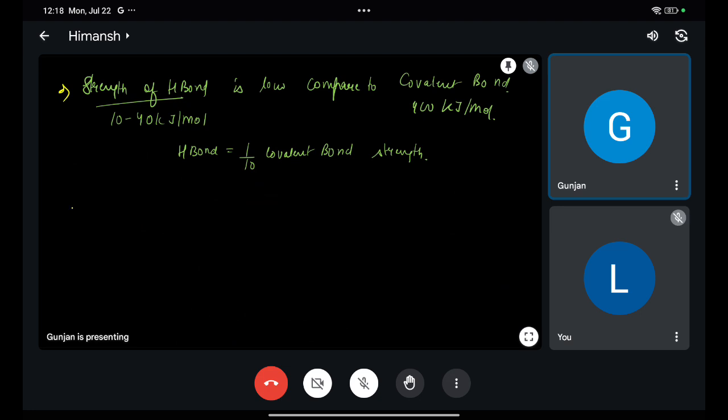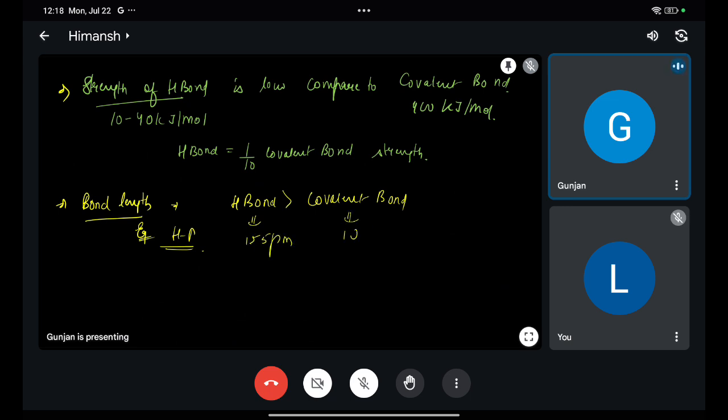Bond length. Obviously, if bond strength is less, bond length will be high. Hydrogen bond length is more than covalent bond. For example, in HF, the hydrogen bond has a bond length of 155 picometer, while over here it is 109 picometer.